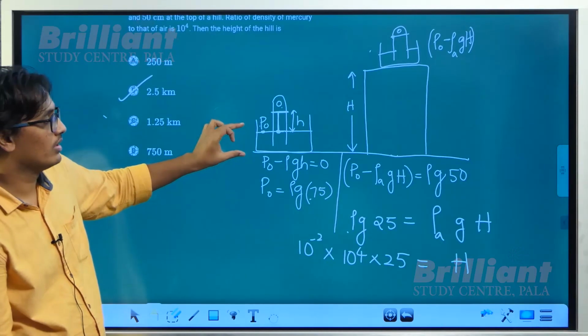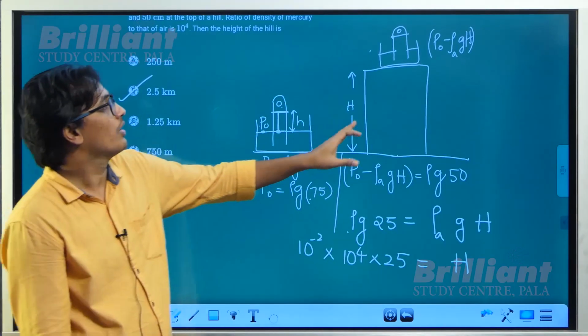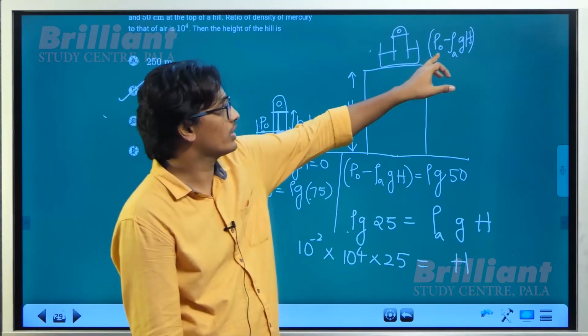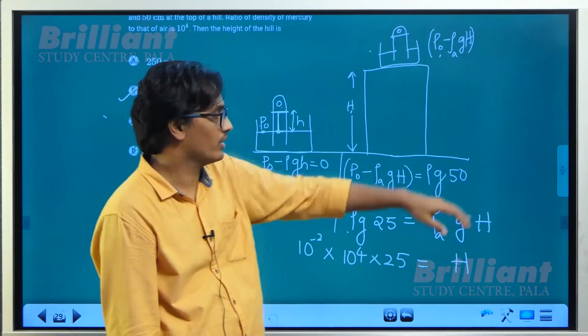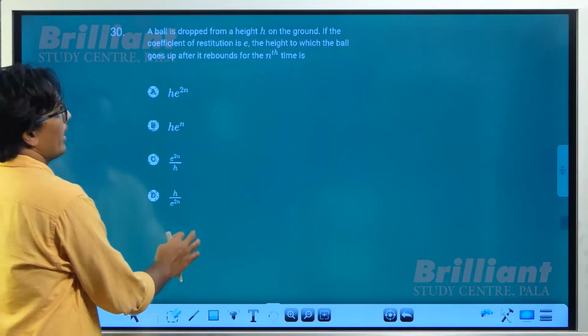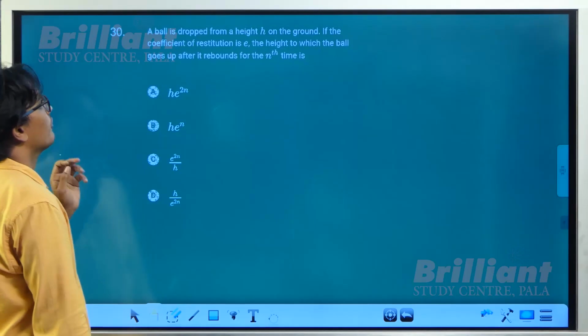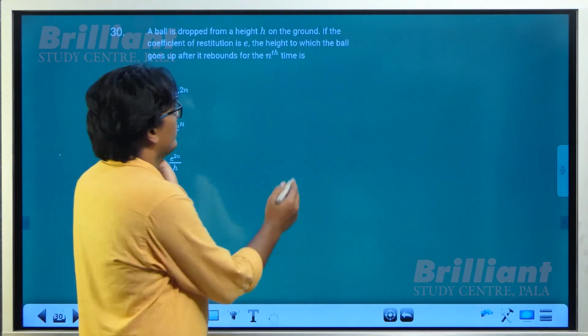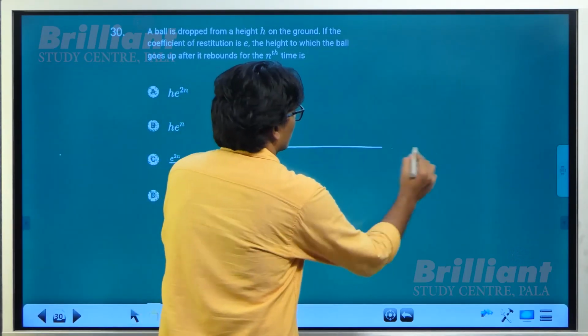Initially it was sea level, so pressure is P naught. Now it is at height capital H, so pressure is P naught minus rho A G H. Okay. A ball is dropped from a height H on the ground. The coefficient of restitution is E, the height to which ball goes after n rebounds.